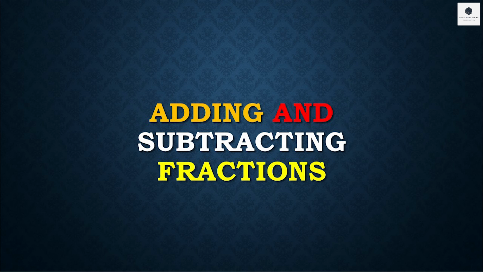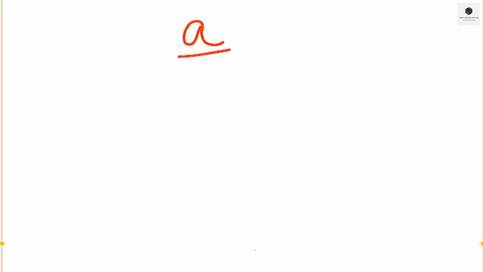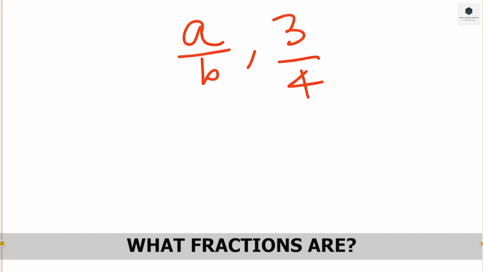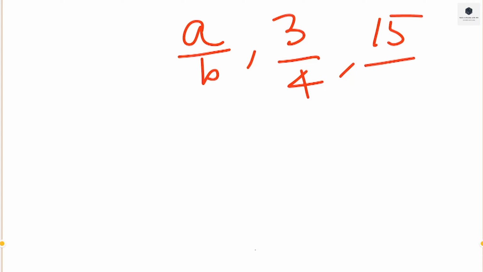Today we are going to learn how to add or subtract two different fractions. Remember, fractions are the numbers which you can write in the shape of A over B. For example, 3 over 4, 15 over 20. Any numbers which you can write in this shape are called fractions.